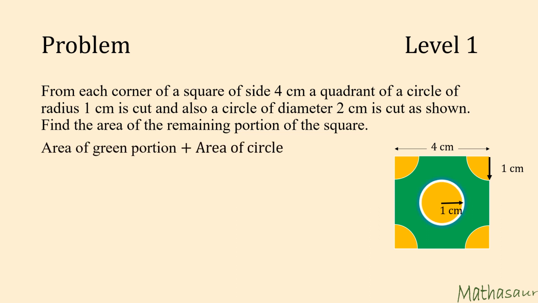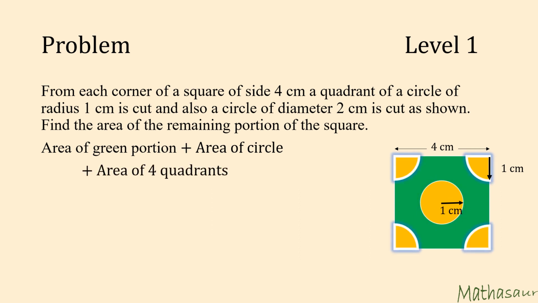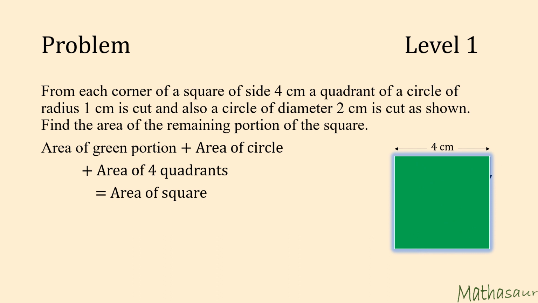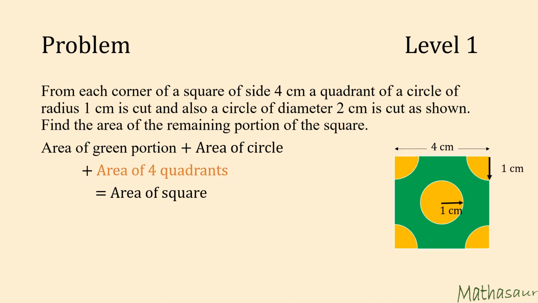If we add the area of the circle and the area of the 4 quadrants to the green portion, then we would get the area of this square. We know how to find the area of 4 quadrants. Wow! They make a circle.